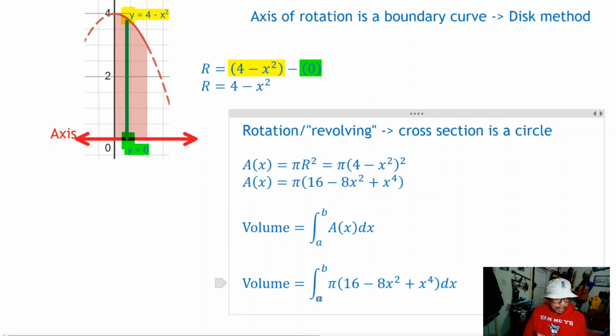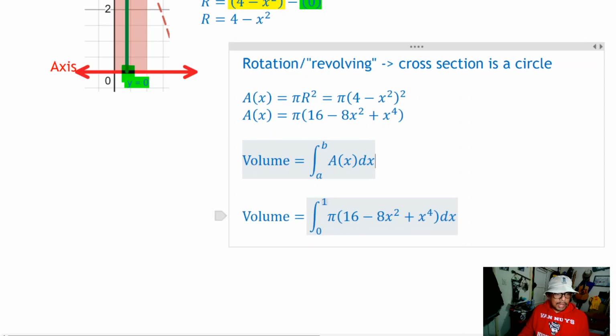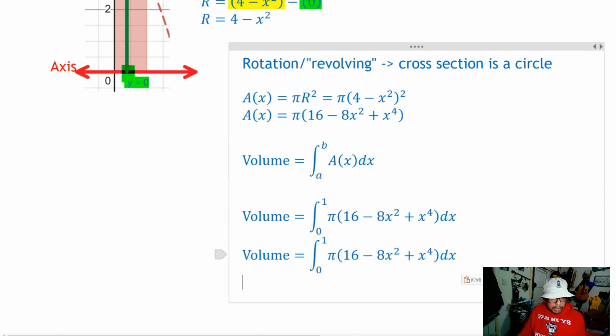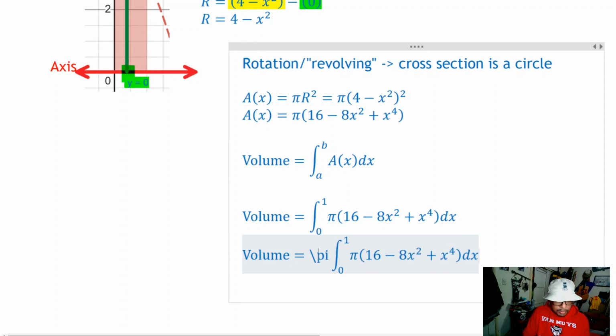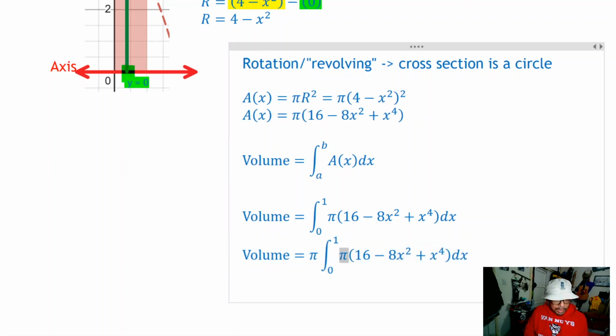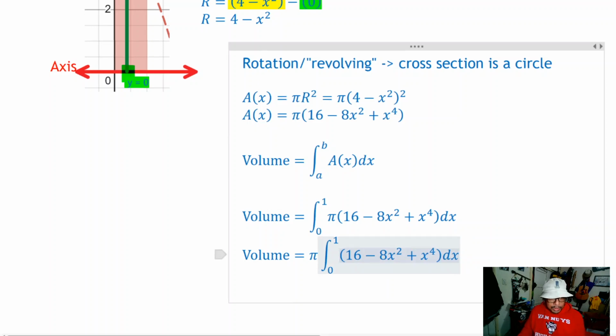And then we're going to go from the lowest value of x, which is over here, x equals 0, to the greatest value of x, which is right over here, at x equals 1. Okay, got our volume formula. Now we're going to integrate. We could take that pi, bring it outside the integral, and get rid of it from the inside. And now let's integrate each piece.